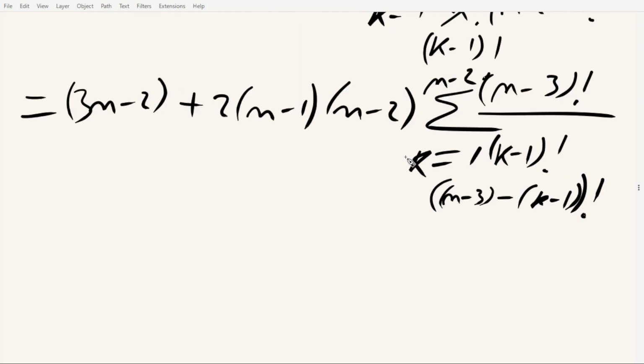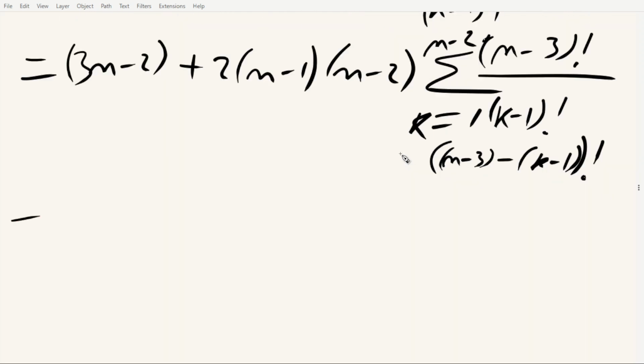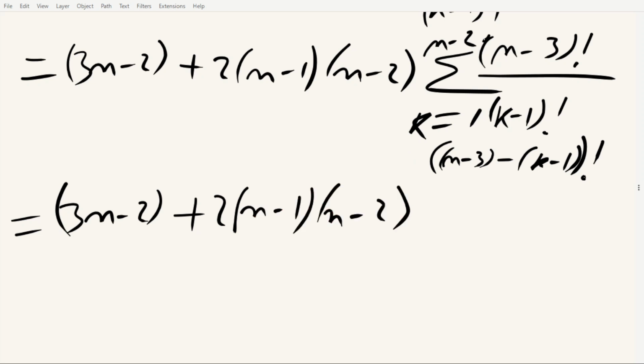So we further rewrite this as 3n minus 2 plus (n minus 1)(n minus 2) times the summation of all k equal to 1 to n minus 2 of n minus 3 choose k minus 1.